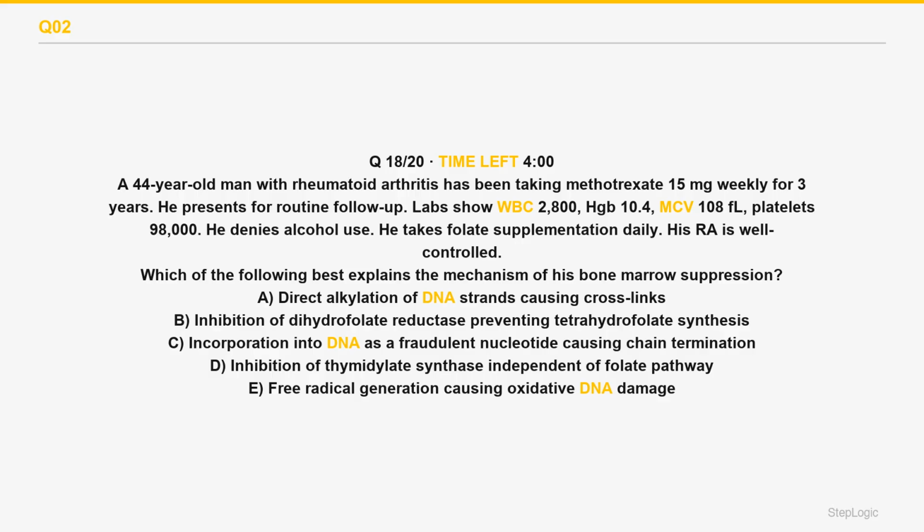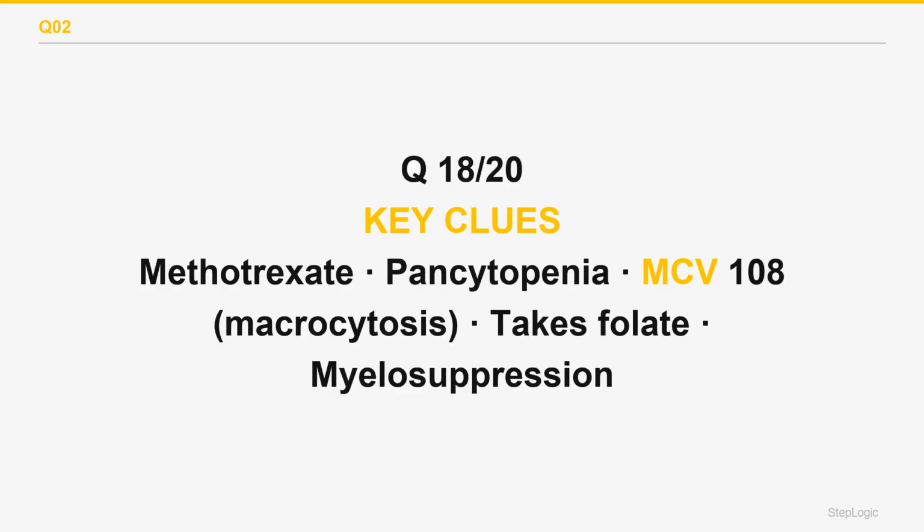Read the command, mechanism of bone marrow suppression, methotrexate, macrocytosis, pancytopenia, folate supplementation given but not fully protective. Methotrexate is a folate analog that competitively inhibits dihydrofolate reductase, DHFR. DHFR converts dihydrofolate to tetrahydrofolate, THF. THF is required for one-carbon transfer reactions, including synthesis of thymidylate, dTMP, and purines.